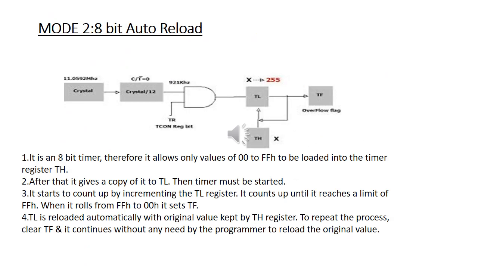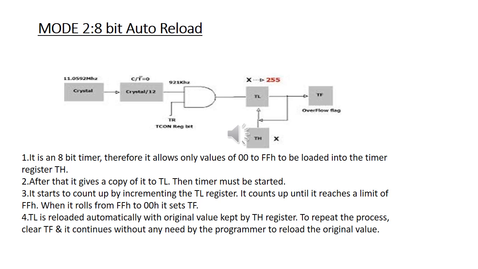Till now we have discussed the mode 1 configuration. Mode 1 is a 16-bit timer operation. Mode 2 is an 8-bit auto reload mode. So in this mode, it is an 8-bit timer mode. Therefore it allows values of 00 to FF to be loaded into the timer register TH. You are going to load the value to the TH register since it is 8-bit.